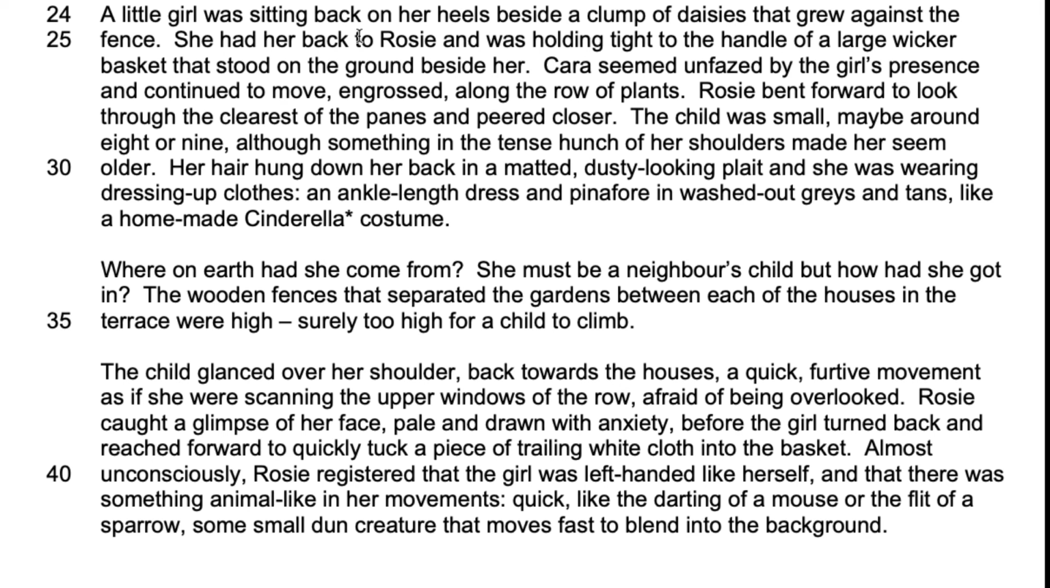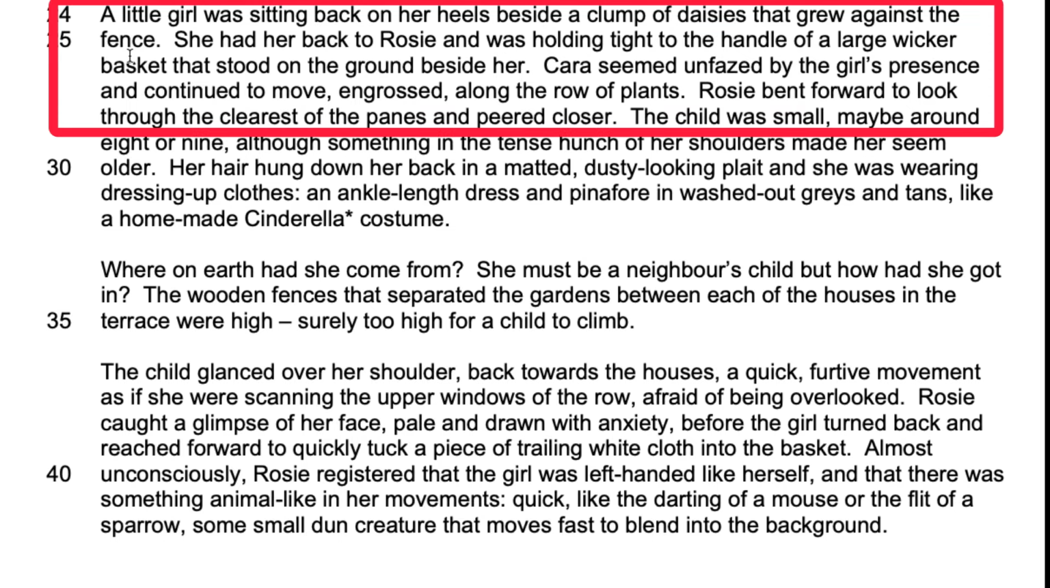A little girl was sitting back on her heels beside a clump of daisies that grew against the fence. Nothing there. She had her back to Rosie and was holding tight to the handle of a large wicker basket that stood on the ground beside her. Well, it seems quite real, but still no evidence really. Cara seemed unfazed by the girl's presence and continued to move, engrossed along the row of plants. Okay, that's my first bit of evidence. Cara is Rosie's daughter. She hasn't noticed this girl, or at least hasn't reacted to her, so that might indicate she isn't in fact there.